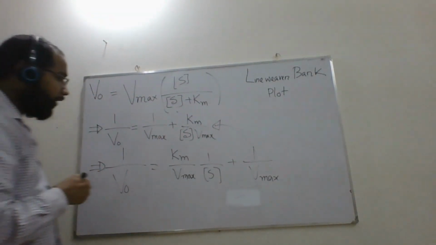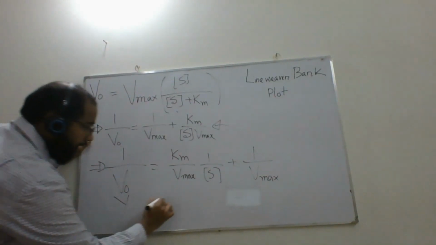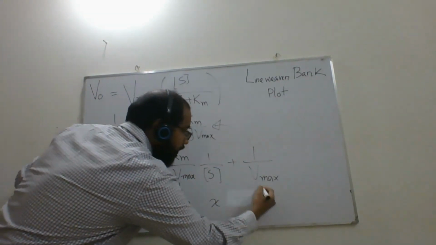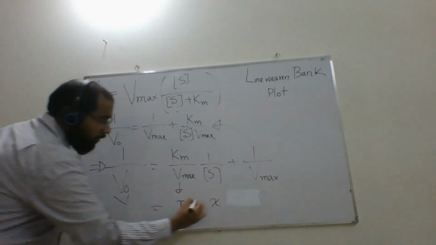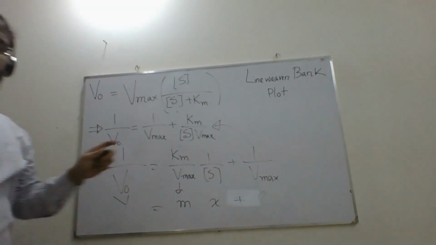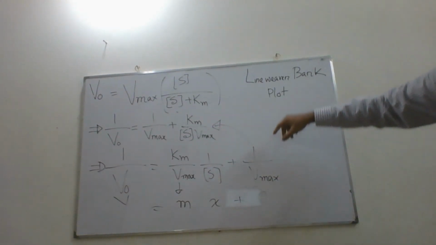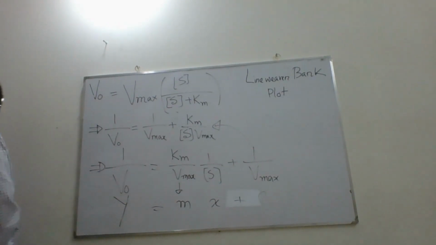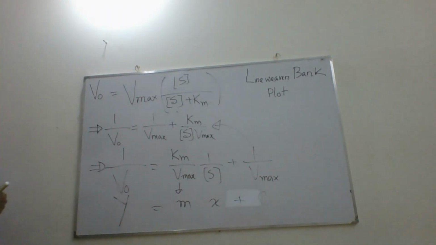Now why do I do that? Because if I say this is the y, this is the m, this is the x, and this is the c, then what will be the equation? y equal to mx plus c. As I said before starting the class, we are trying to get a linear equation from this expression.